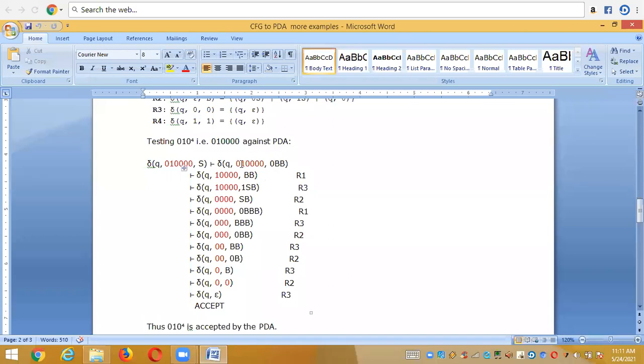You need to do pop, by using rule 3. This is rule 1. That means (q, epsilon, S) gives 0BB, right? This is rule 1, and this is rule 2. You pop 0 0 by applying rule 3. And my input string is 1 0^4, and here I'm left with BB. BB is on the top of the stack.